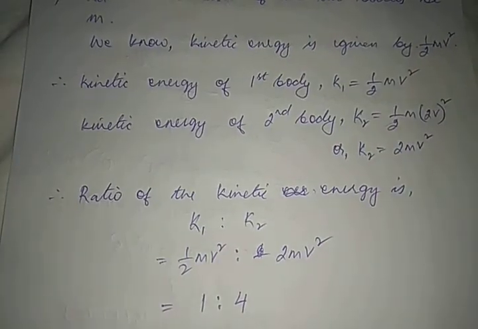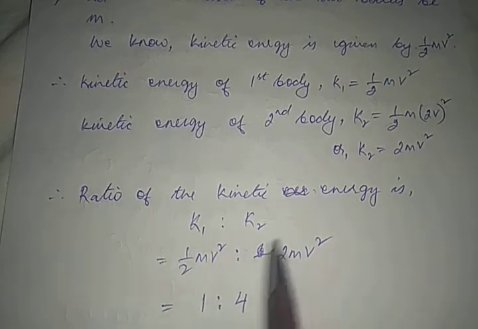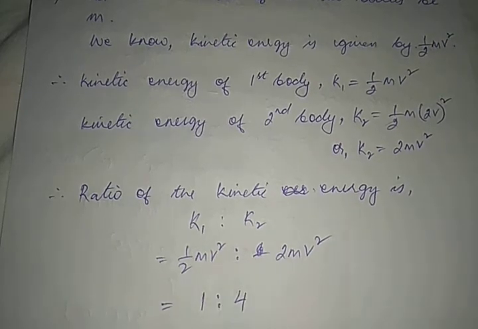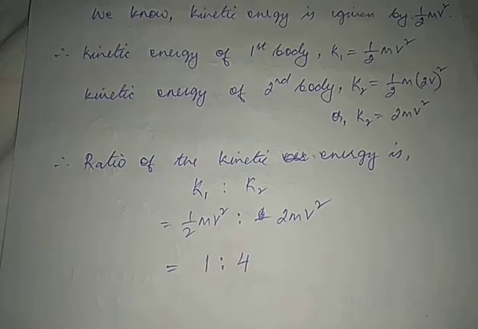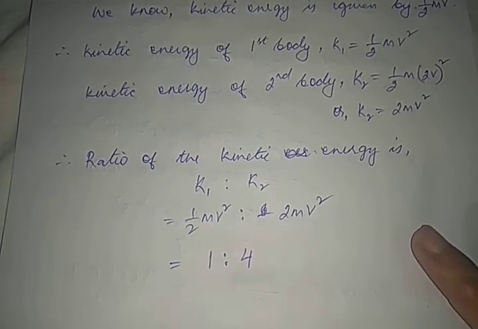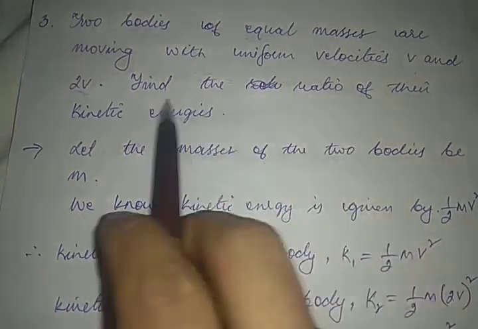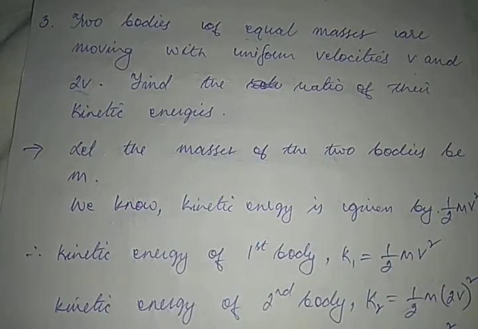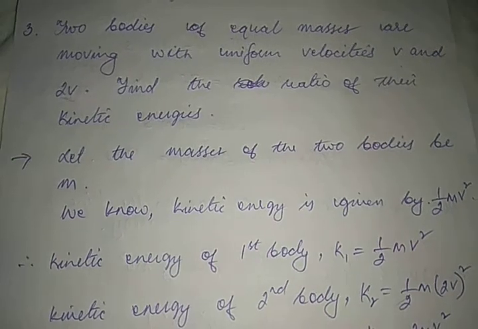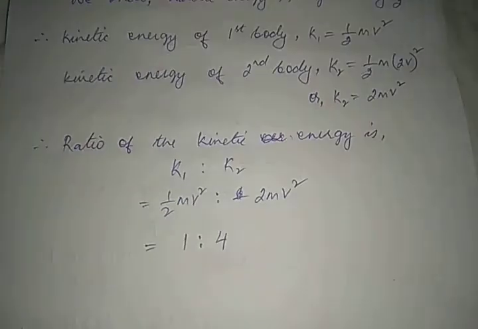Therefore the ratio of the kinetic energies will be k1 is to k2, which is half mv squared is to 2mv squared. So this comes out to be 1:4. Sometimes the question won't be straightforward like this, find the ratio of the kinetic energy. It will simply say compare the kinetic energies of the two bodies. Whenever the question says compare also, you will find the ratio and show it this way, remember.